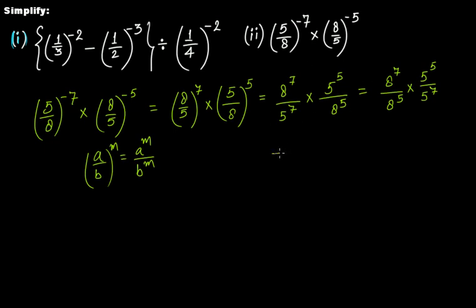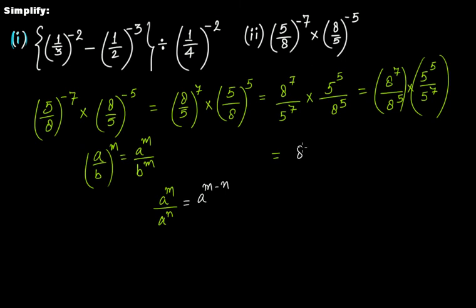So this is of the form a raised to the power of m divided by a raised to the power of n, where a is 8, m is 7, and n is 5. Remember all the laws of exponents, it's very important. So from here you get, and this is actually equal to a raised to the power of m minus n.